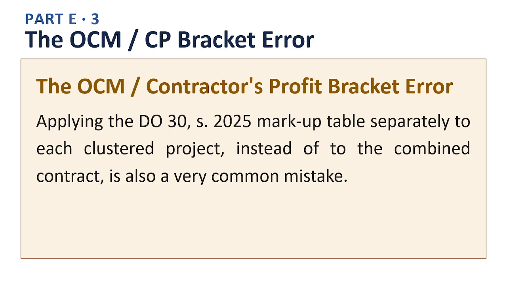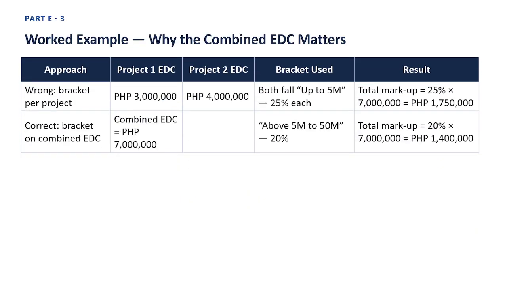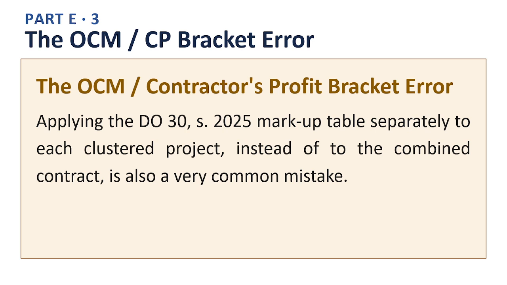The OCM, contractor's profit bracket error. Applying the DO 30, Series 2025 markup table separately to each clustered project, instead of to the combined contract, is also a very common mistake. This error is subtle because each individual calculation, taken on its own, looks perfectly correct. The mistake only becomes visible when you step back and compare the sum of the parts against the correct calculation on the combined whole. Next slide.